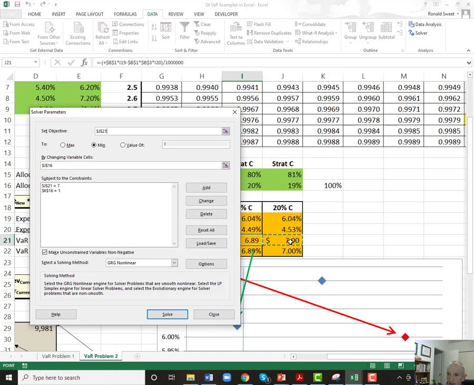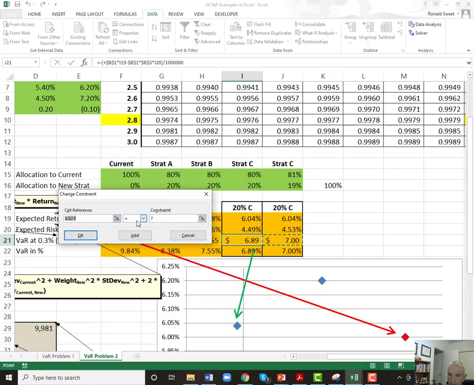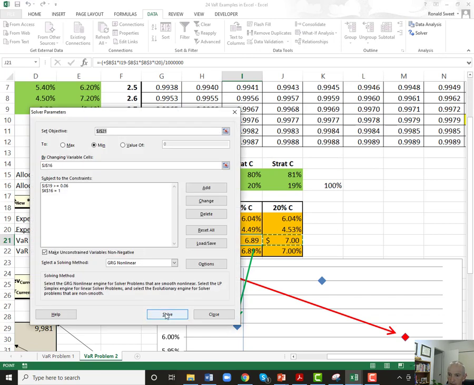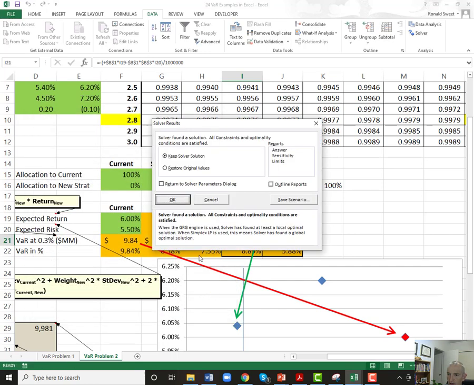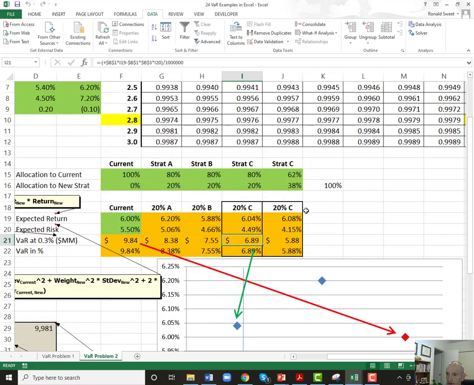So let's minimize that by changing again our allocation. And how will we do that? Here we want to change this. We want our return to be greater than or equal to 6%. We say OK. I don't know if this will work. We'll try it. Hit solver. Say OK. And then you can see, wow, let's allocate 38% to C. If we do that, we'll have a higher return and much lower risk.